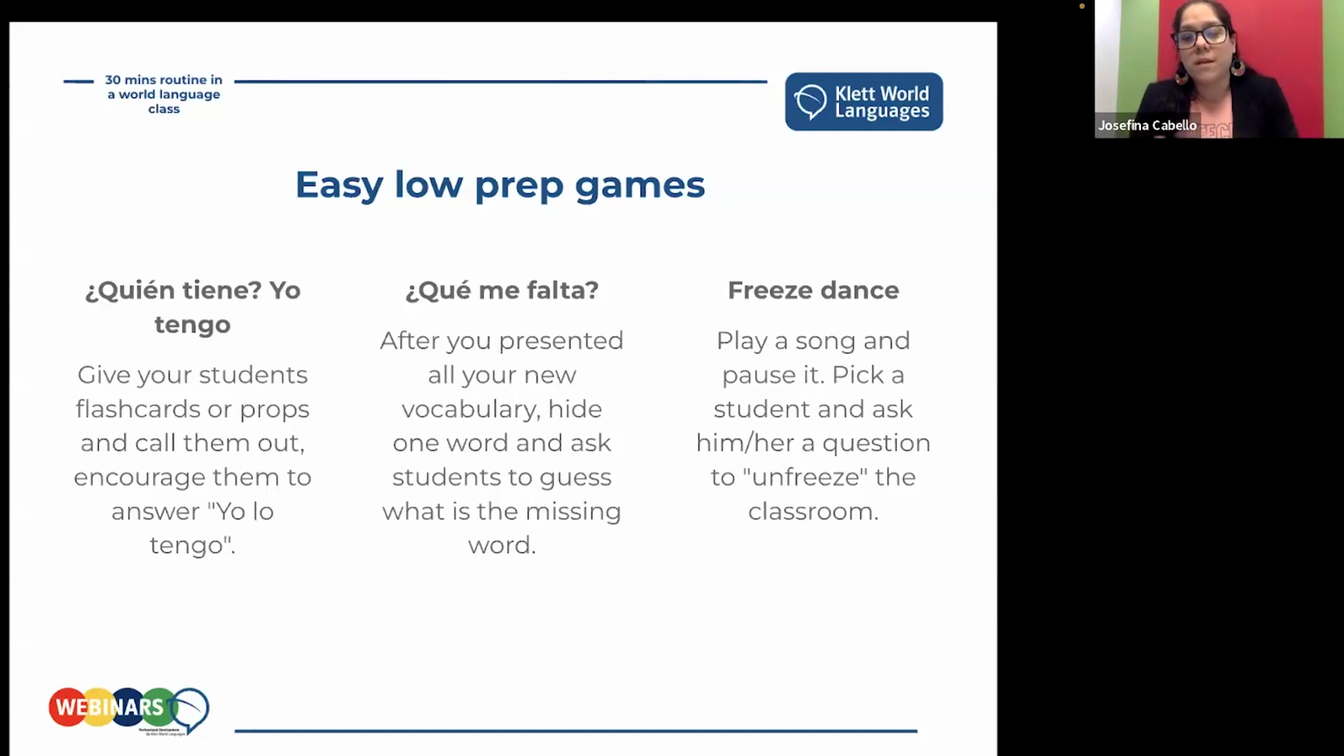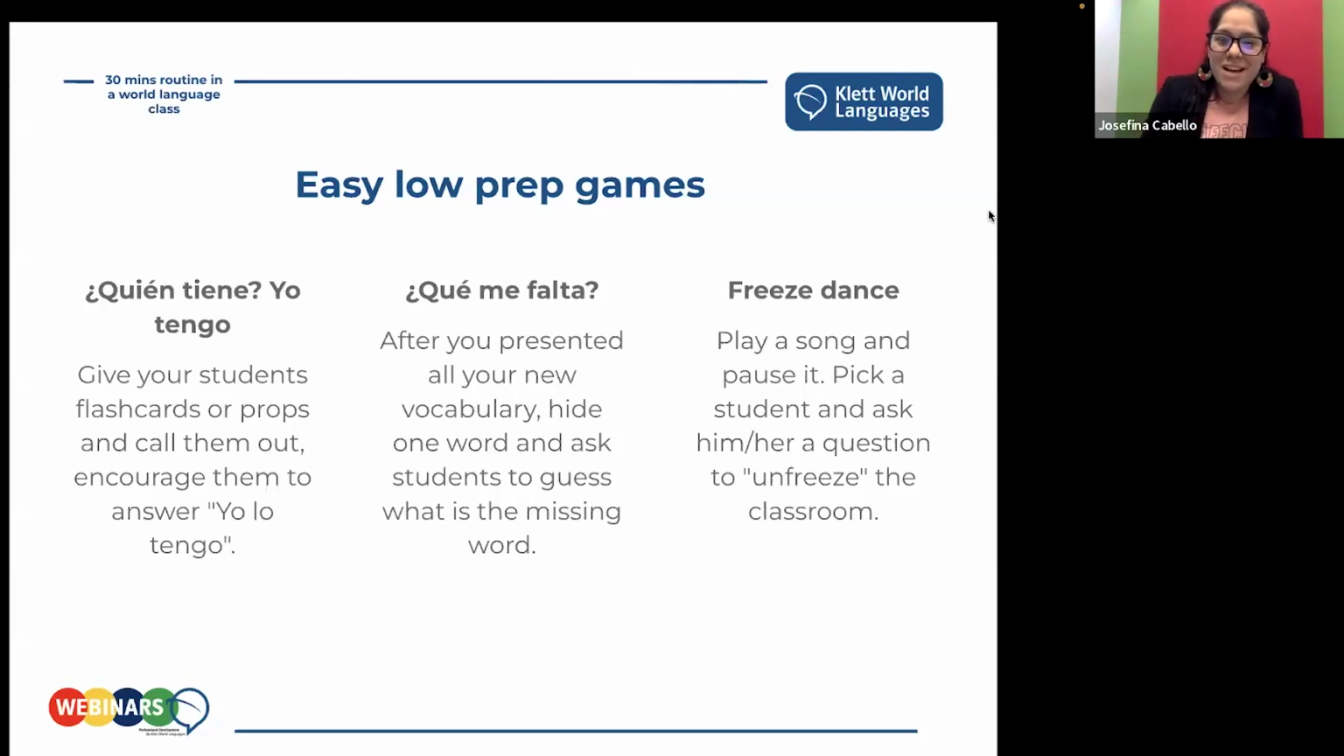And freeze dance, which is one of my students' favorites, is that you play a song and then you pause it, and then you select one student, and that student is going to answer the question. If the student answers the question correctly, he has the power to unfreeze the whole class. So it's a very interesting game. If you see that your student does not guess the answer to your question, you can start giving them options. That depends on the level of your student. Like if you say, for example, okay, is the apple blue or is it red? Okay, it's red. So if you see that it's a very novice level, you can always give them options instead of giving them open-ended questions.